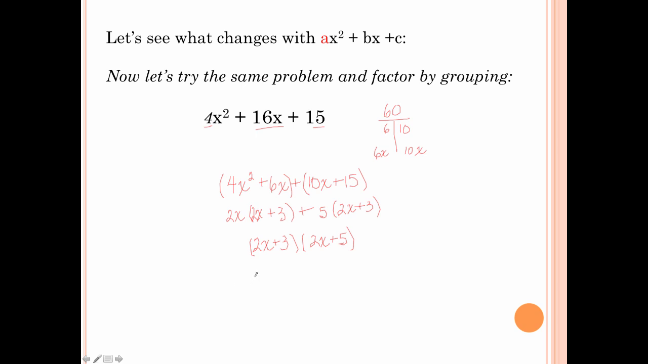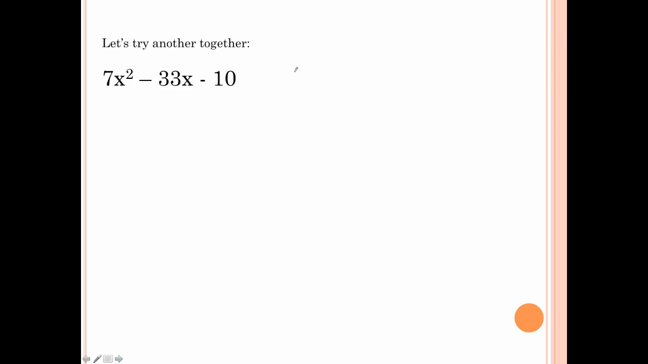So you can choose to solve by using the box and T method or by grouping, and I'll do it both ways a couple more times for you. So let's try another one together.